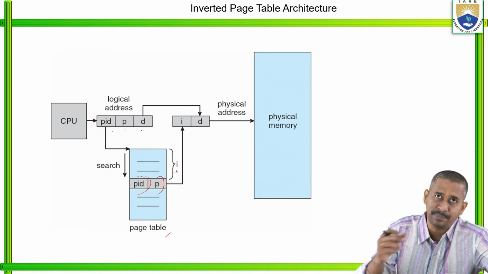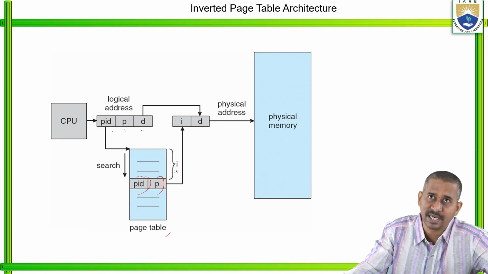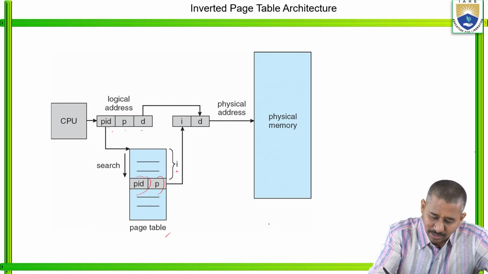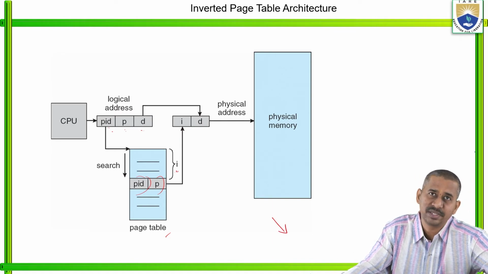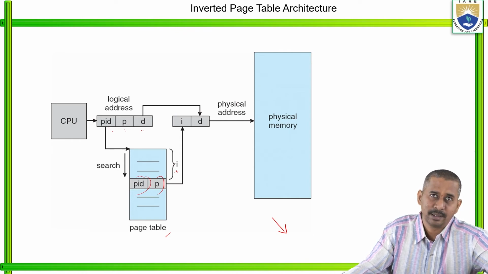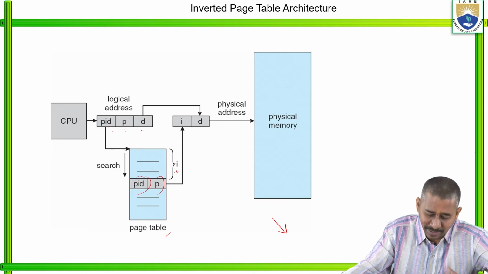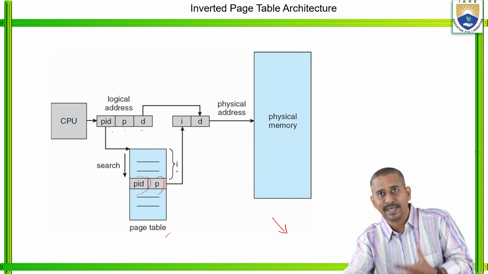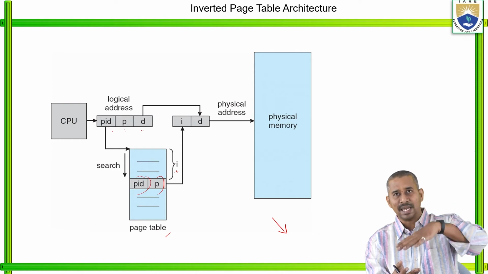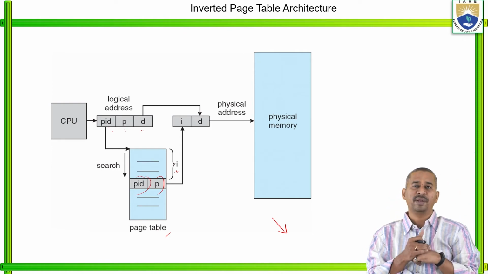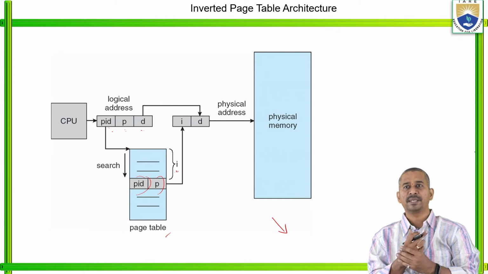So what happens with the help of this particular inverted page table mechanism is that it decreases the memory required to store each and every page table. But at the same time, it increases the amount of time required to search the table, because that particular table has a huge amount of information. So that describes the inverted page table architecture.